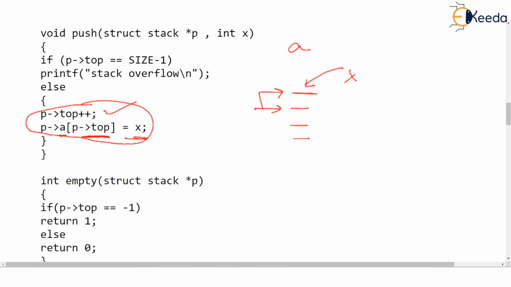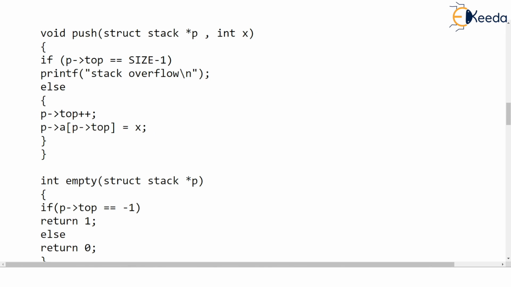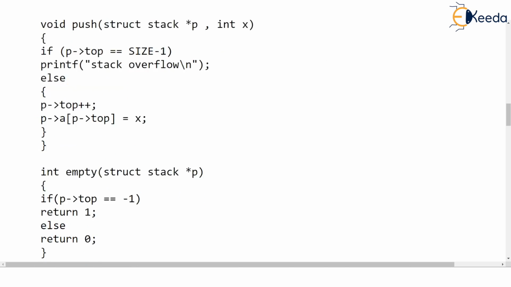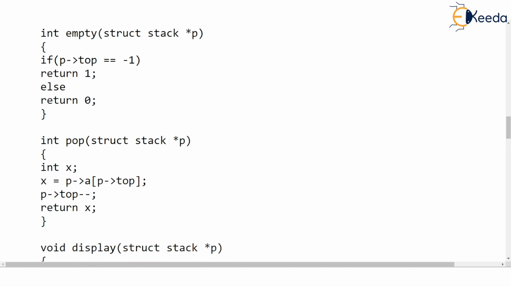I hope you have understood all the operations about push. When we come back in the next video, we will see two functions, empty and pop. How do you remove a value from a stack using an array? Thank you very much.